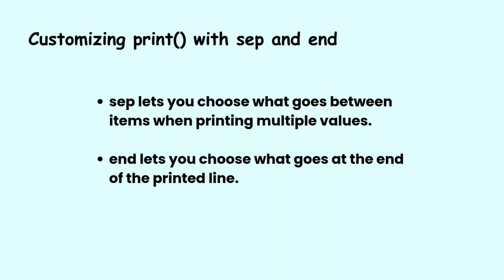Let's take a closer look at Python's print function. You already know it's used to display output, but did you know you can customize how that output looks? Python gives us 2 handy options, sep and end. Sep lets you choose what goes between items when printing multiple values. End lets you choose what goes at the end of the printed line. Let's jump into the editor and try them out.